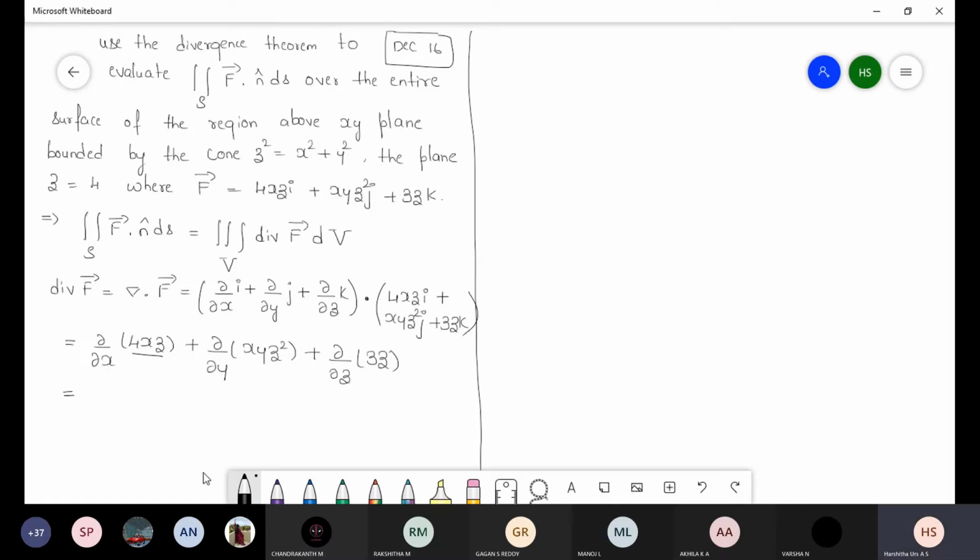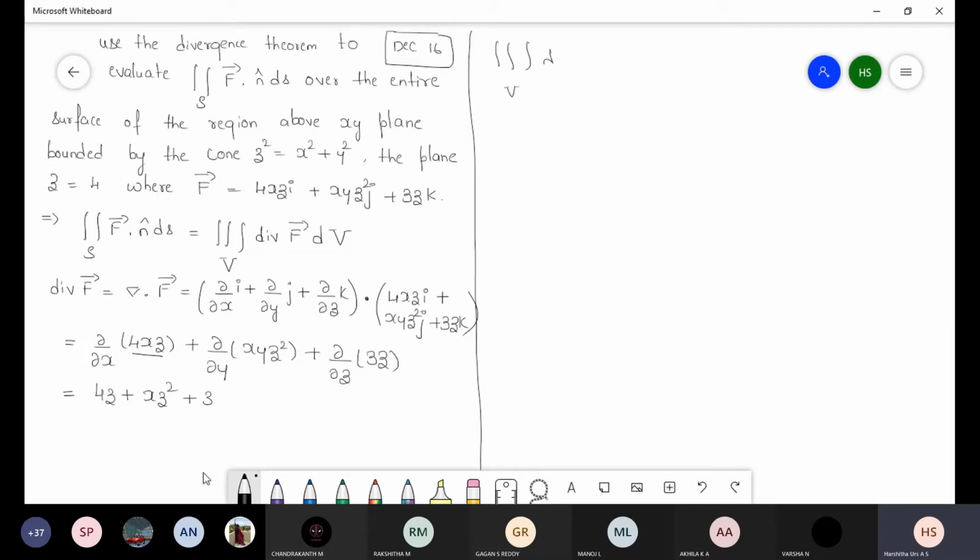Yes, what is the differentiation? 4z. Next, x, y, z square with respect to y: xz square. Last one, 3z with respect to z: 3. Yes, good.